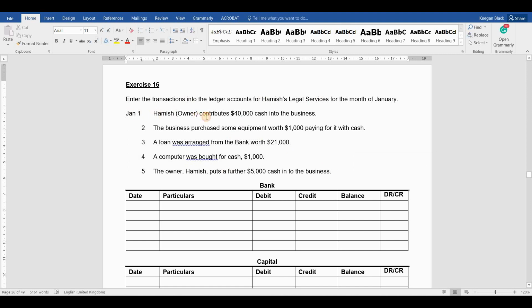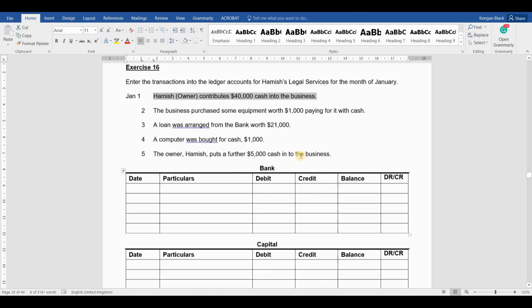So let's have a look at the first one. It says Hamish, the owner, contributes $40,000 cash into the business. Now we know with a transaction like that there's going to be two things that happen, 2 accounts that are affected. Those accounts for this one will be bank because we're increasing the amount of funds in our bank, and they're going to be capital because the owner is contributing money.